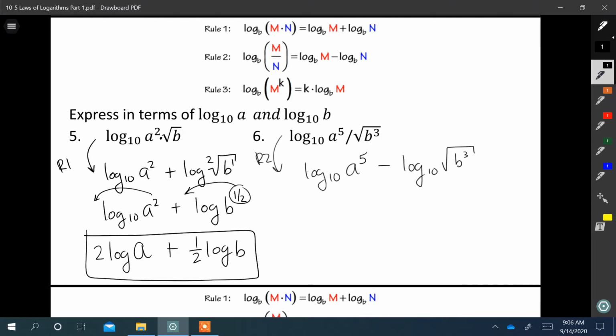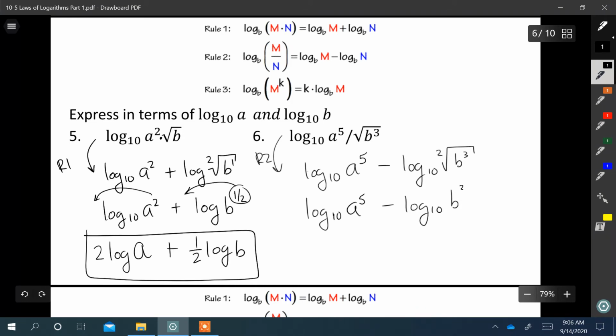Now let's rewrite that. We're going to rewrite that as b to the, remember there is a 2 right there, so it's going to be b to the 3 over 2. And let's bring those exponents up front using rule 3. So we're going to have a 5 up front, and we're going to have log a, I'm not even going to write the 10, minus 3 over 2 log of b.